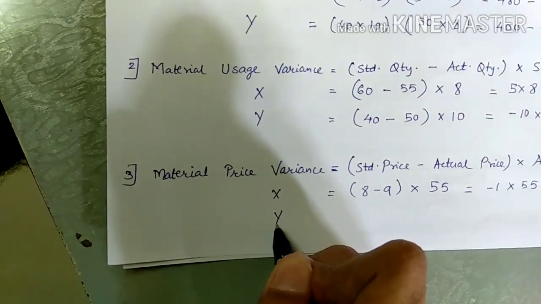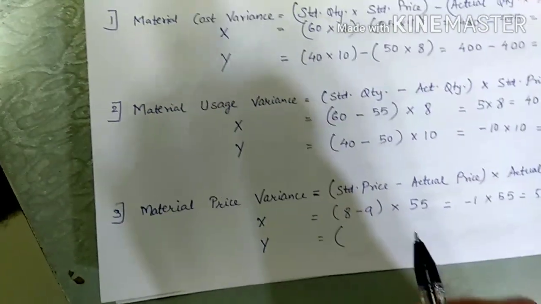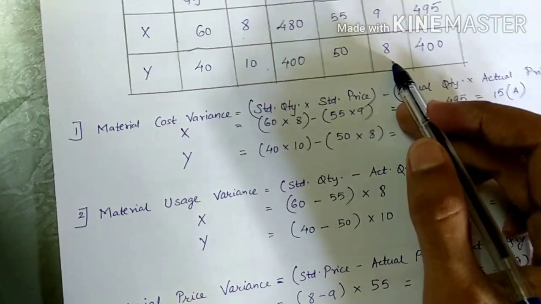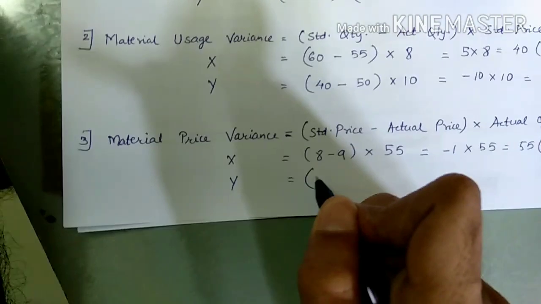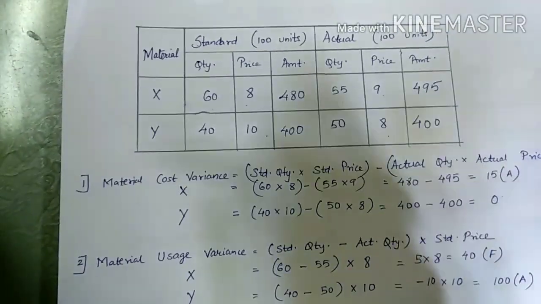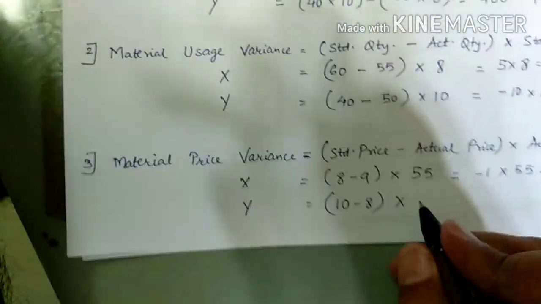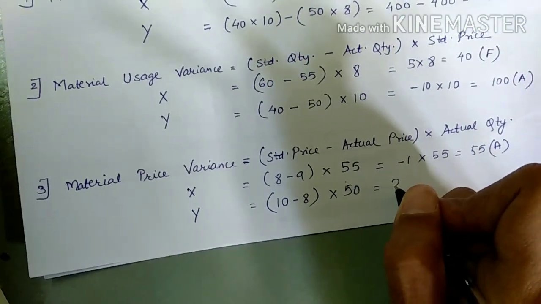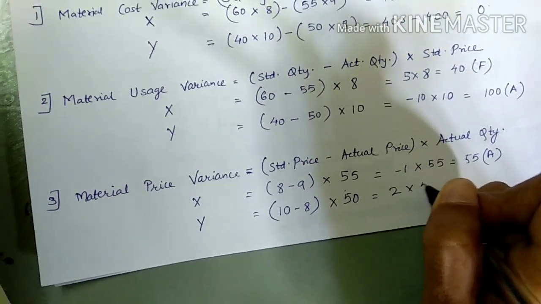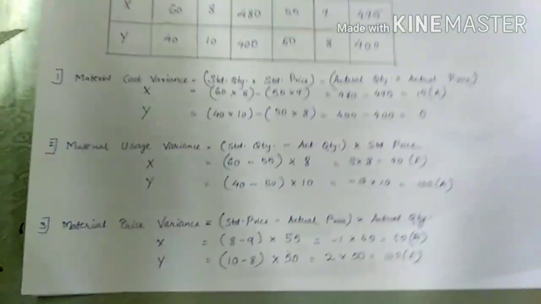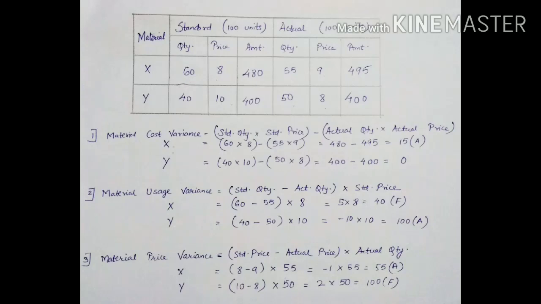So now for material Y, we need standard price and actual price. So the standard price is 10, whereas actual price is 8. So we write it as 10 minus 8 bracket into actual quantity. The actual quantity for material Y is 50 units. So we write it as 50. That comes to 10 minus 8, 2 into 50, which comes to 100. So we write favorable. So in this way, we complete the solution of this small problem.